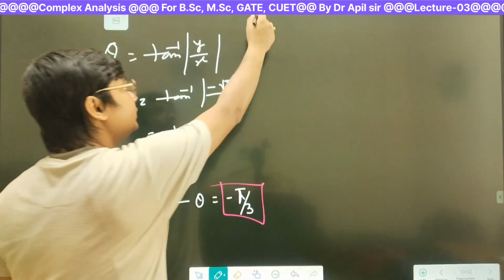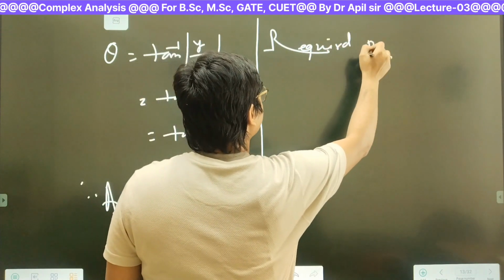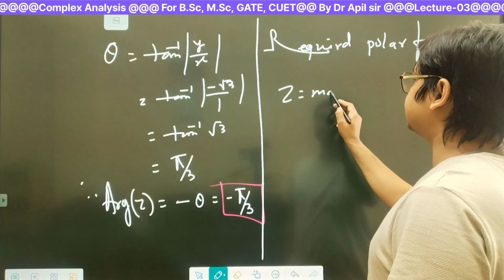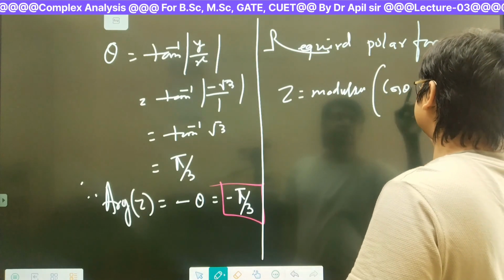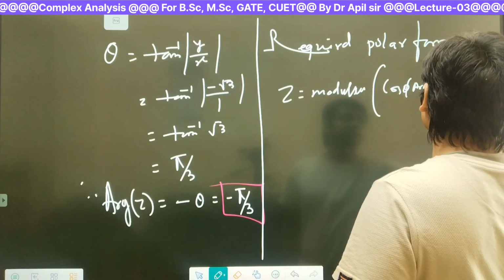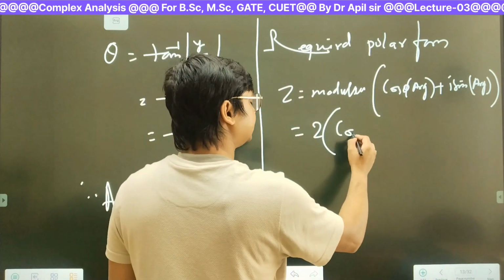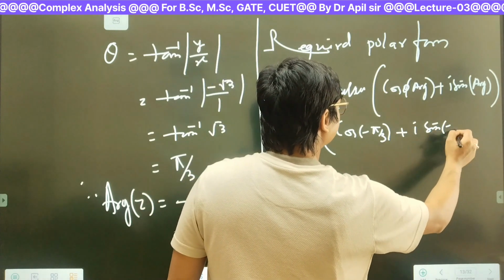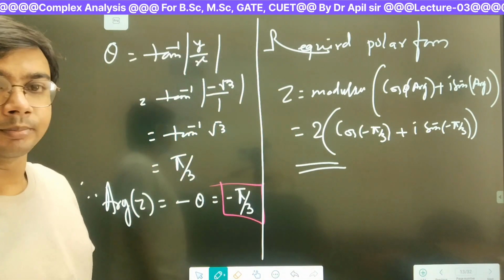And what will be the polar form? What will be the polar form, guys? So what will be the required polar form? z is modulus times cos of argument plus i sine of argument, right? This is the formula. So modulus is 2, cos of minus pi upon 3 plus i sine of minus pi upon 3. So this is the required polar form of the complex number.